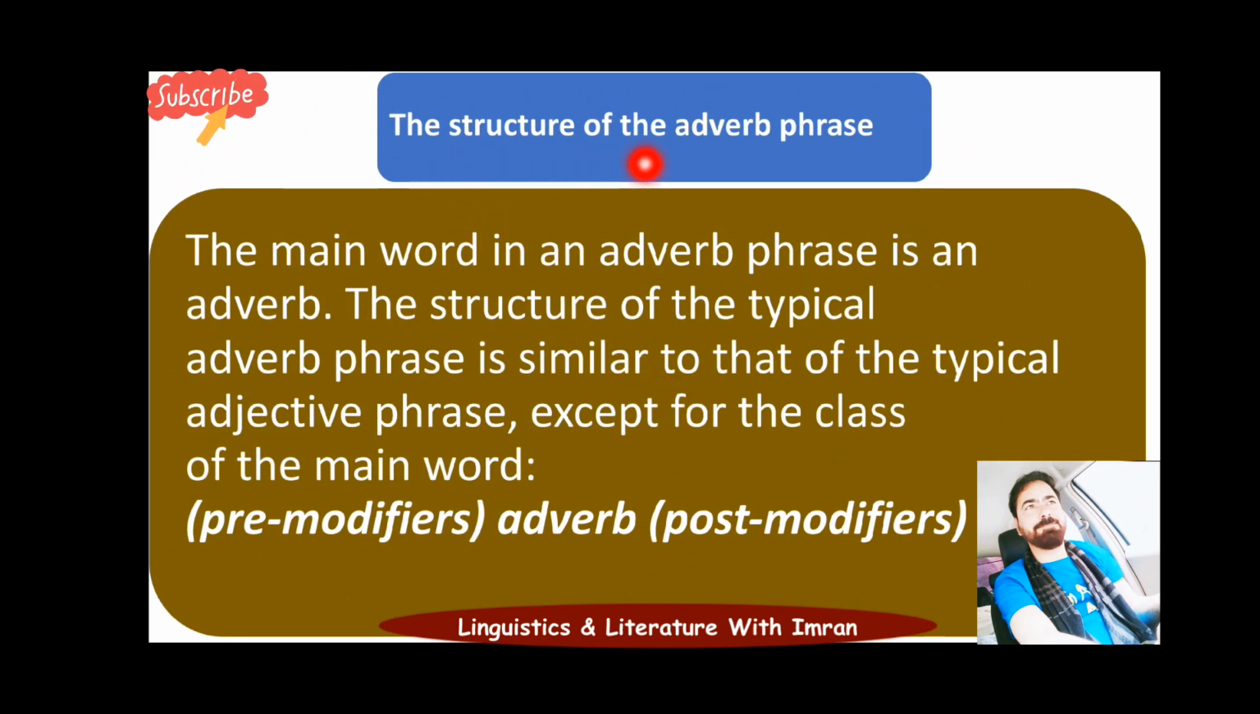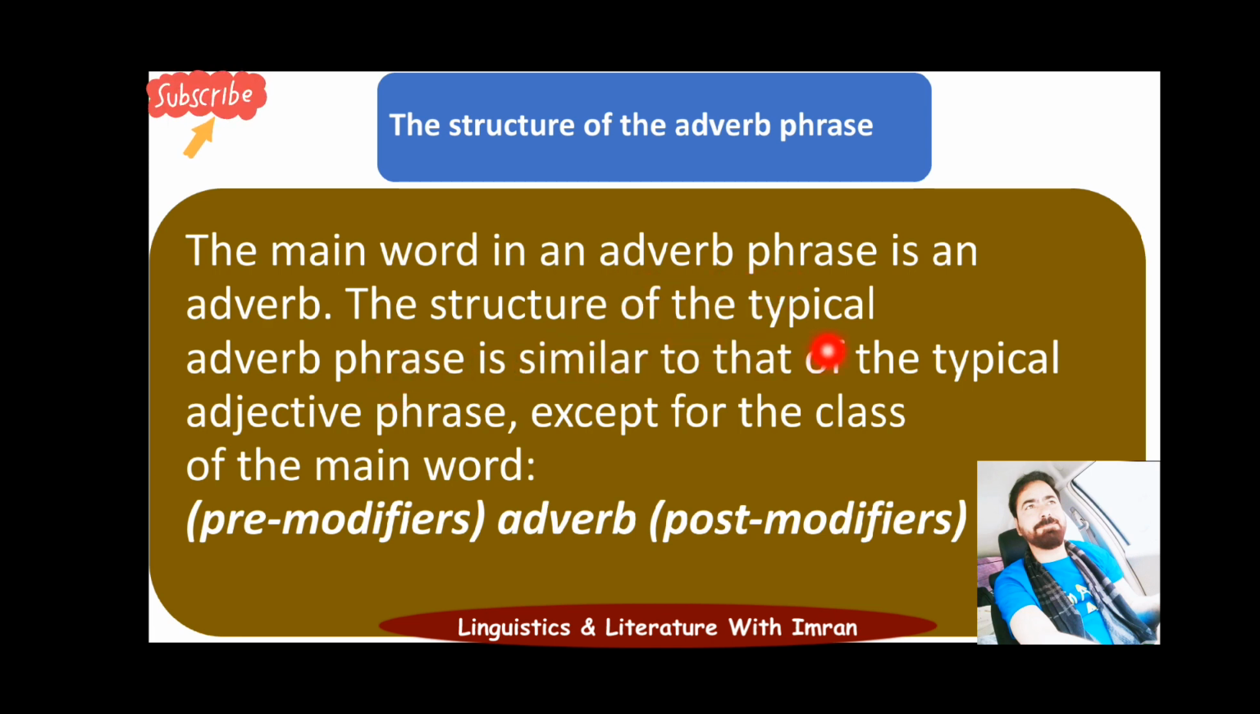The structure of the adverb phrase. The main word in an adverb phrase is an adverb. There may be other words also, which may be pre-modifiers, post-modifiers, determiners. Okay? But we are not concerned with them. We are concerned with the main word. So the main word, or the head word, in an adverb phrase would be an adverb.